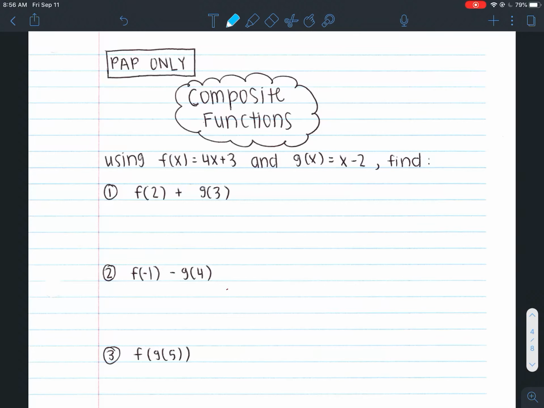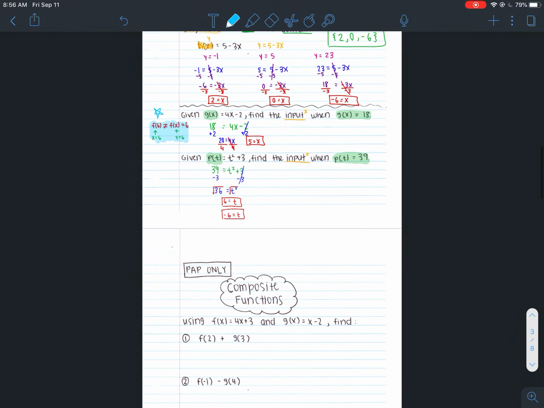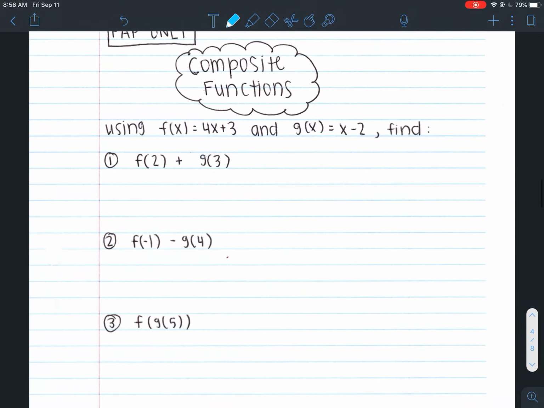All right, so this is the pre-AP only section, which is composite functions. Just like previous functions, we're still inputting things, plugging in certain inputs for variables to get certain outputs. With composite functions, you're actually dealing with two functions at once. So we're going to go ahead and start with number one.